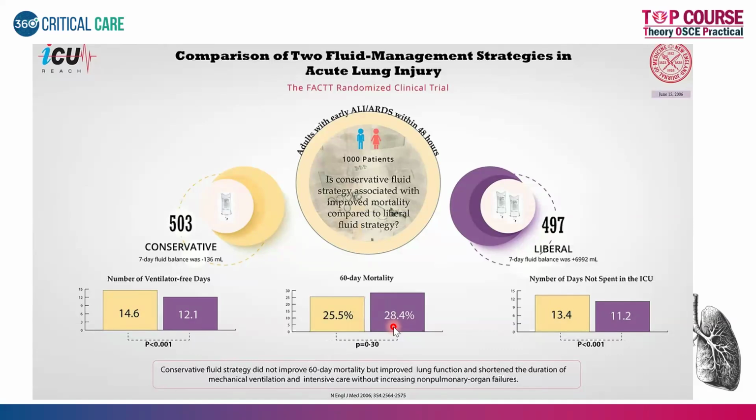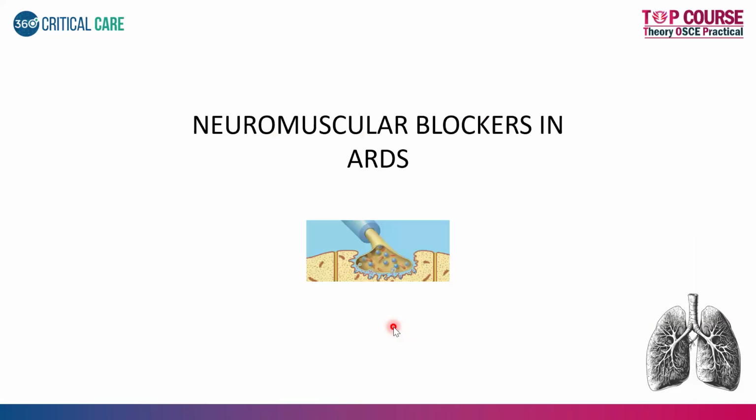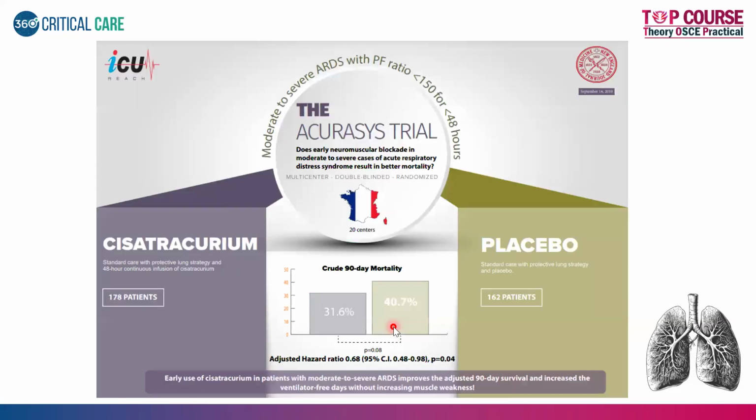Okay. Coming to the role of neuromuscular blockers in ARDS, we know there are two major trials, that is the ACURASYS trial and the ROSE trial. The ACURASYS trial was the earlier trial. It was published way earlier, in 2010 in NEJM. It was a multicentric study done in France. Over 20 centers were included. It was a randomized controlled trial which included double blinding.